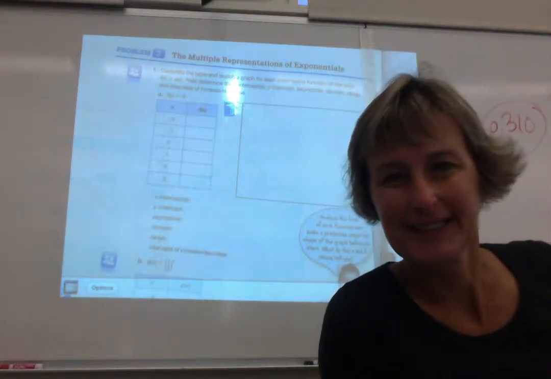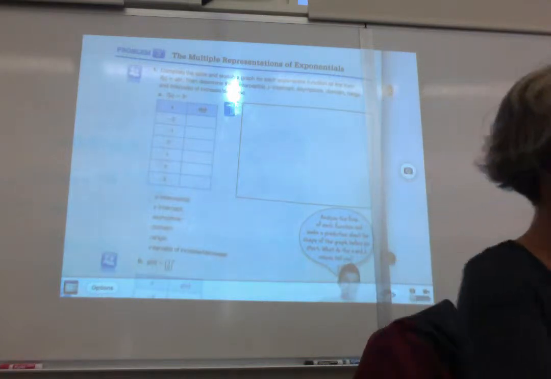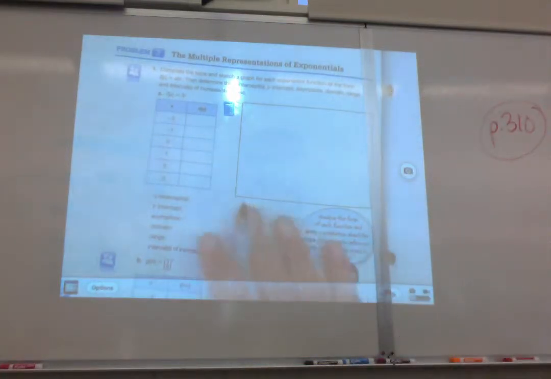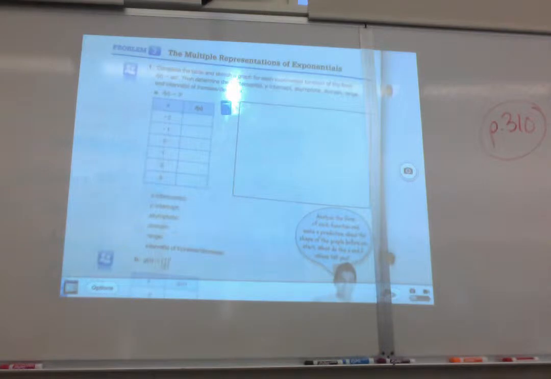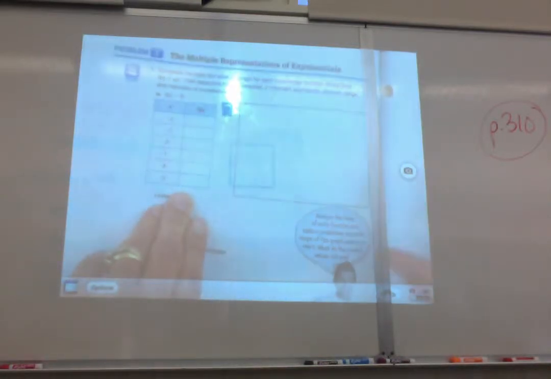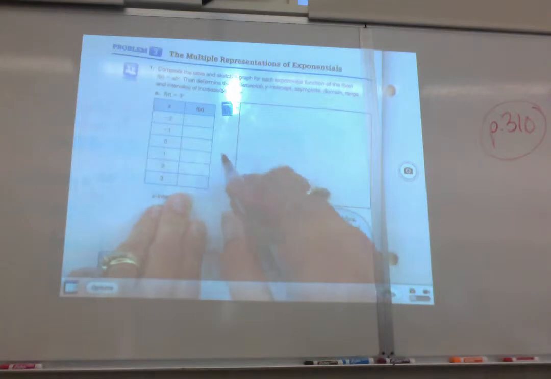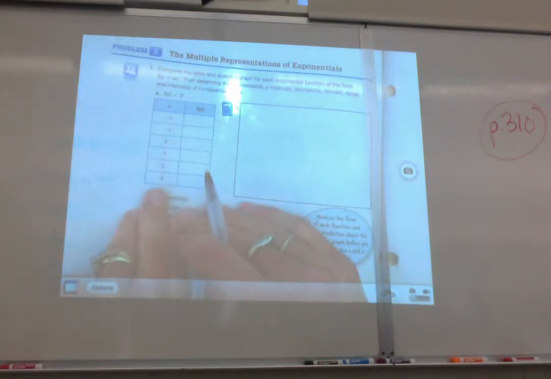All right, we spent some time looking at that packet, so now we're moving on to 310. Never saw that. Okay. I'm hoping to get you more time to work on that packet, so I know that having the calculators helps.